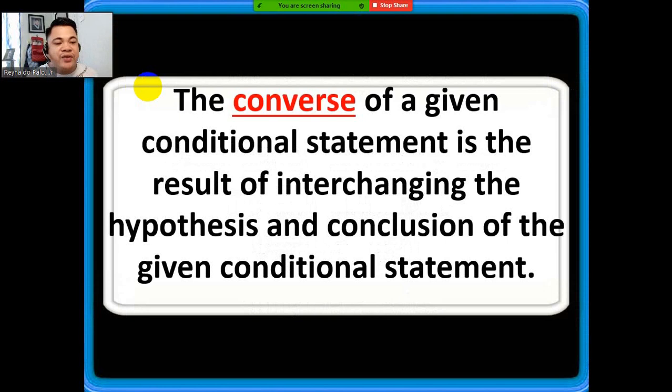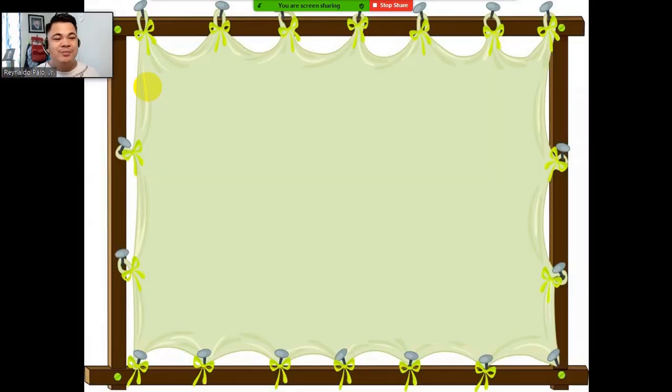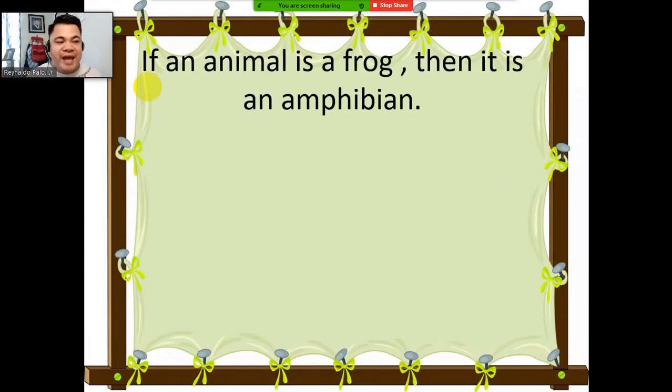The converse of a given conditional statement is the result of interchanging the hypothesis and conclusion of the given conditional statement. So it means we will be changing the places of the hypothesis and conclusion so that we will be able to get the converse of the conditional statement. Example: if an animal is a frog, then it is an amphibian.